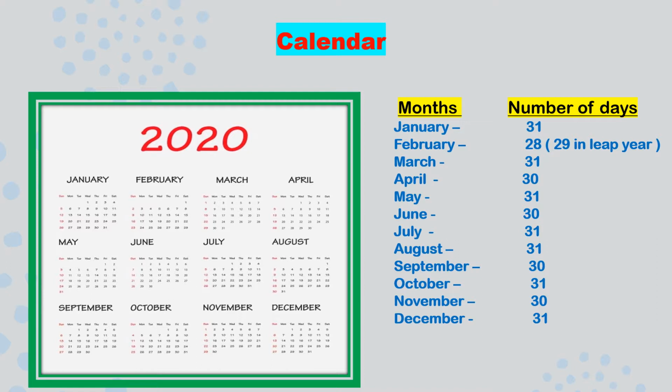January has 31 days, February 28, March 31, April 30, May 31, June 30, July 31, August 31, September 30, October 31, November 30 and last, December has 31 days.